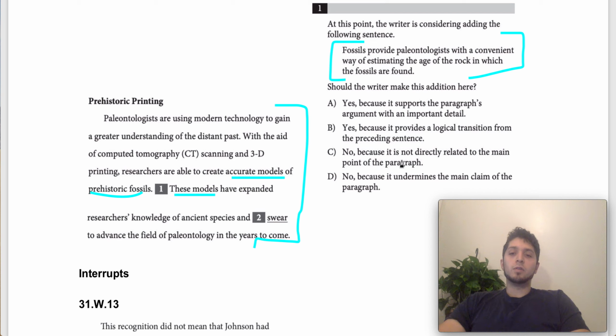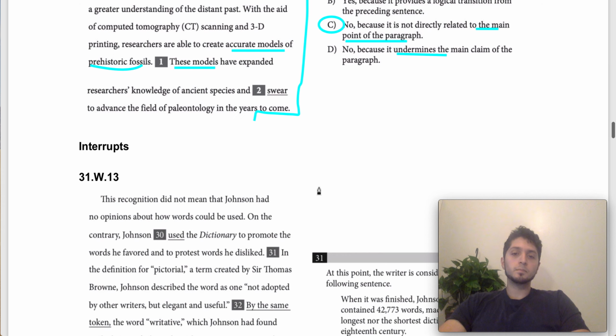No, because it is now not directly related to the main point of the paragraph, exactly what we said. And then D says it undermines the main claim of the paragraph. Again, we should discount against that. So we get rid of D, and we would choose answer choice C for our correct answer.